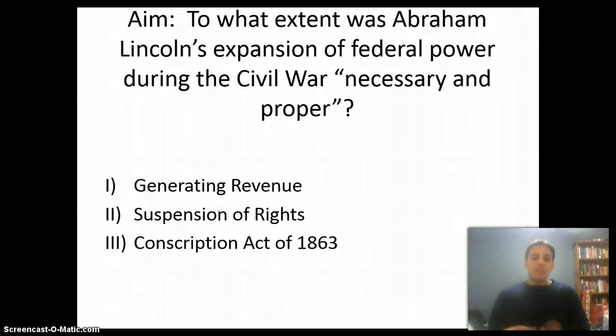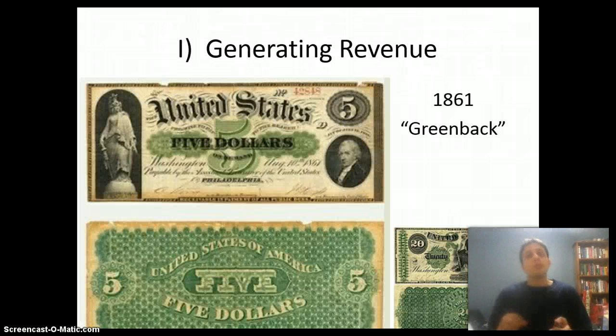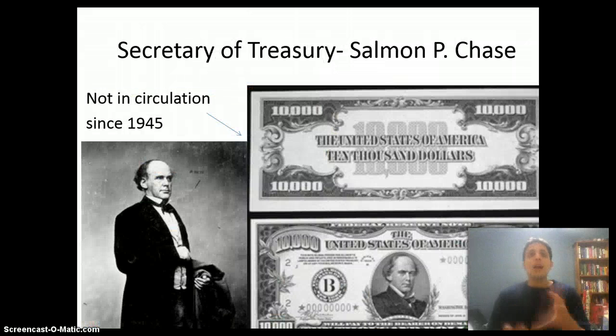So the first thing we're going to take a look at is, if I can get this to work, there you go. The first thing that we're going to take a look at is how he tries to generate revenue and how the American government tries to generate revenue. So the guy who's really behind generating revenue here is going to be his Secretary of the Treasury, Salmon Chase.